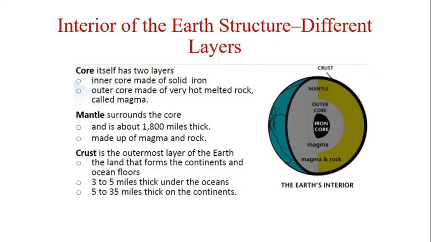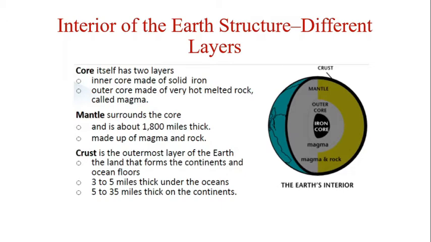Let's see the interior structure of the earth with different layers. So outermost is the crust. It is the outermost layer of the earth; the land that forms the continents and ocean floors come under the crust. It is 3 to 5 miles thick under the oceans and 5 to 35 miles thick on the continents.